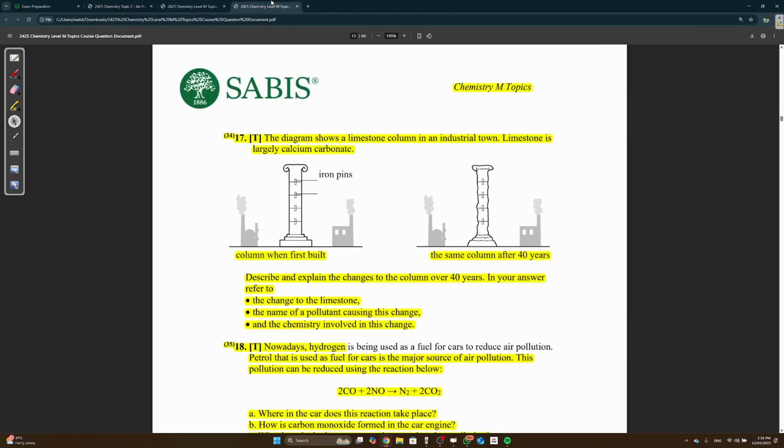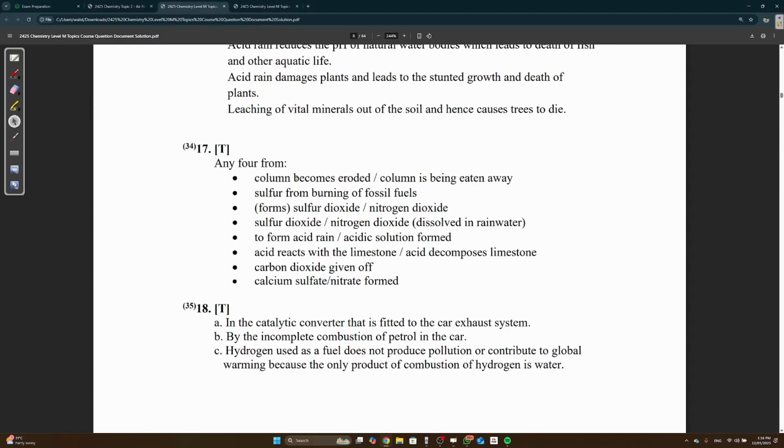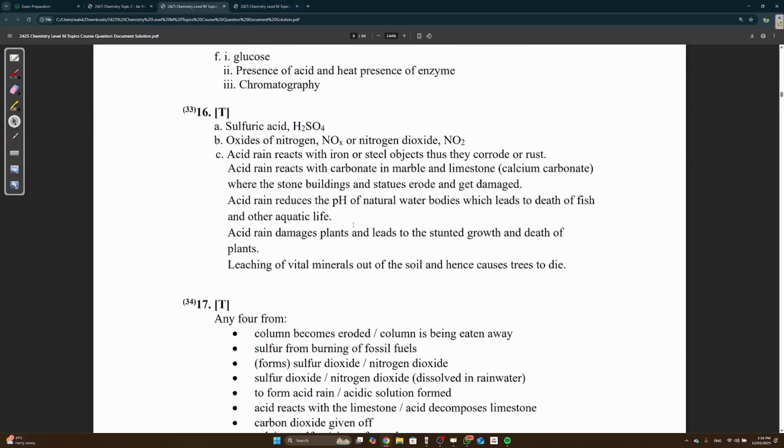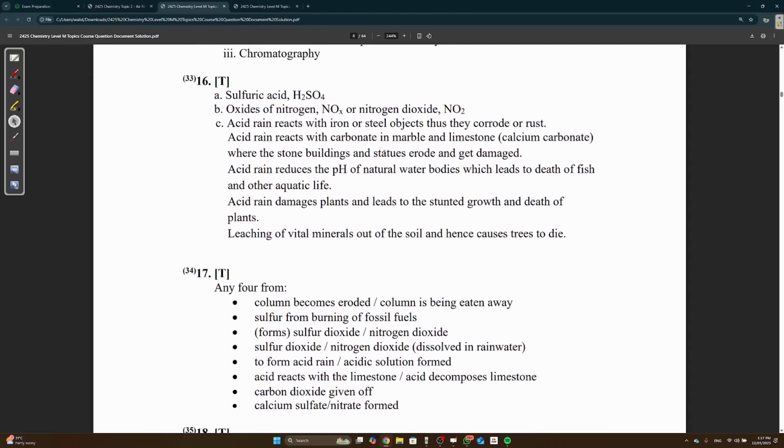Okay, that's a lot. So what happened to the limestone? Obviously, it got eroded, right? That's the first thing. So the change to the limestone, it became eroded. This was part of the consequences of acid rain. Remember, we said acid rain reacts with the carbonate in limestone, and it damages them. Remember when we said it erodes buildings and stuff? Because it reacts with the limestone.